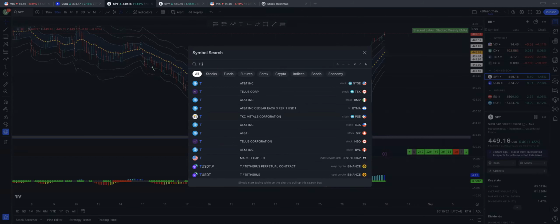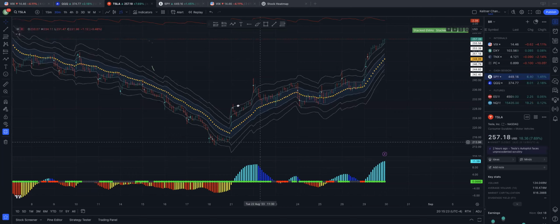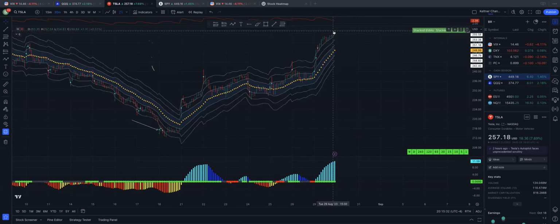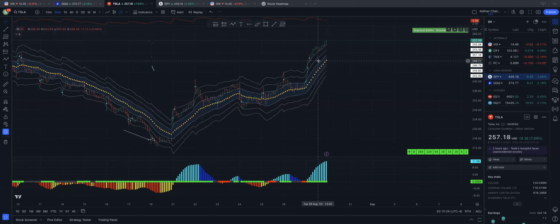Another example that I saw recently was Tesla. Notice we gapped down outside of 3 ATR, and then notice the move we had after. Pretty crazy move after. Now look at this here. We're outside of 3 ATR on the 30-minute time frame again. But notice here we got 3 ATR, here outside of 3 ATR.